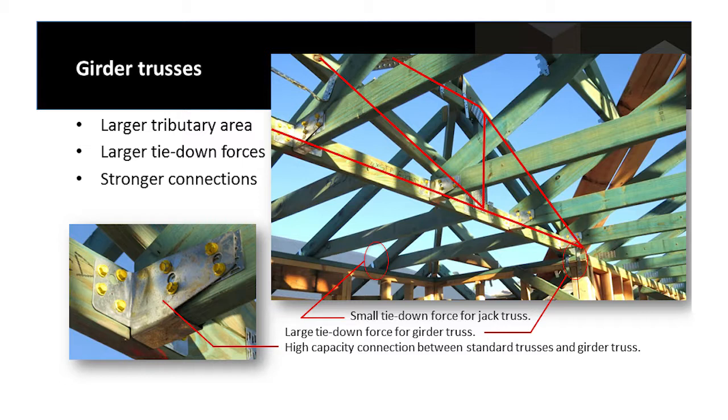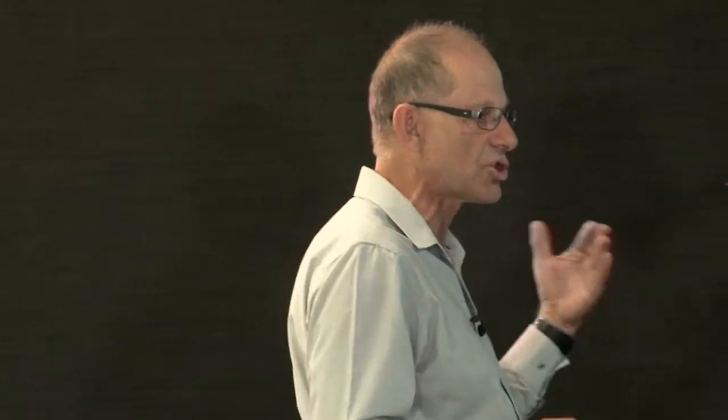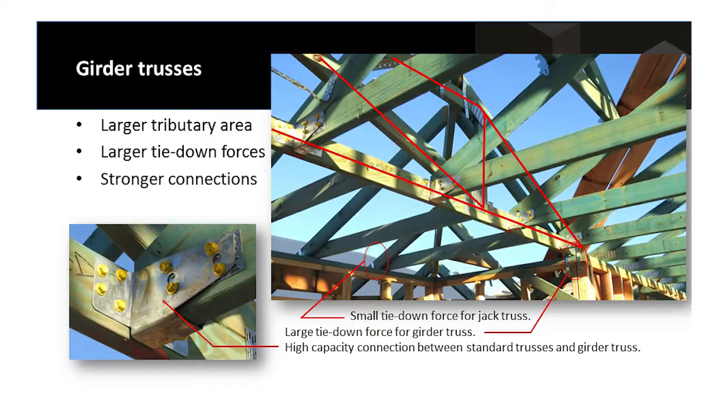So that girder truss has much higher loads than the other trusses, therefore it's going to have much higher tie-down forces and it's going to require stronger connections. The installation documentation for the job should outline that. But if you're on a job and you're seeing girder trusses, look for the connection at the end of the girder truss and make sure it is in accordance with the specification.